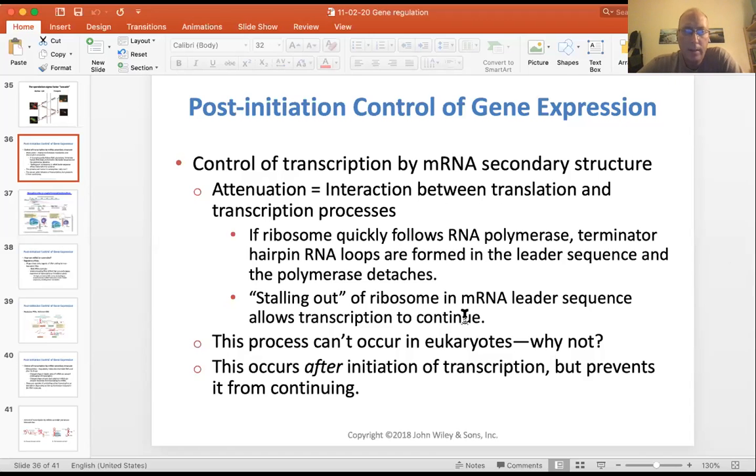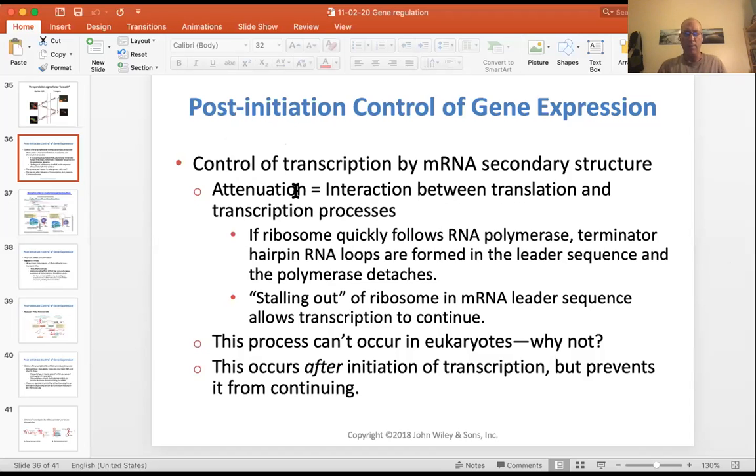All right, last video on this regulation of gene expression section. We want to talk about how gene expression can be controlled after essentially the initiation of transcription. So this is not controlling the RNA polymerase's ability to interact with the promoter and initiate, right? But it comes after that.